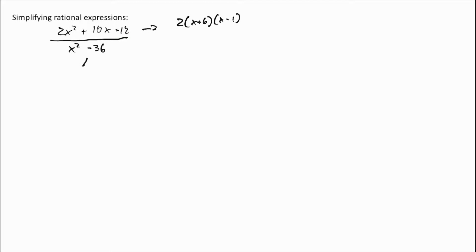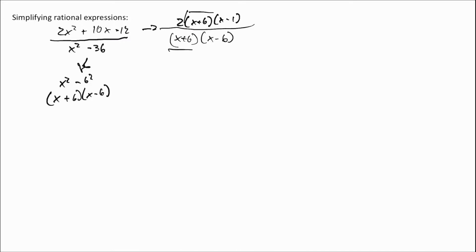And then if you use subtracting perfect squares, I can get x squared minus 6 squared, which will get me x plus 6, x minus 6. So this is 2 times x plus 6, x minus 1, over x plus 6, x minus 6. And then, well, these two are equal. What a coincidence. When we're multiplying, we can cross out these values. So I can simply cross out these two because these will divide out to be 1. So I can just cross them out.